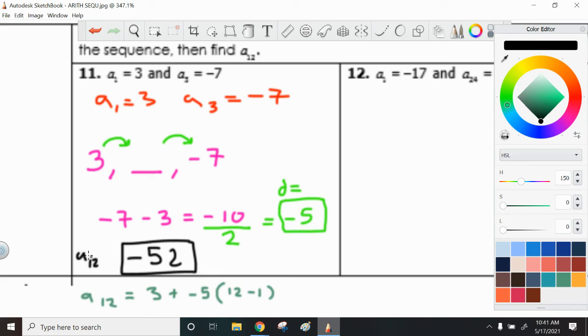And remember, that's A12, or that is term 12. That is the 12th number in the pattern. And again, we could have just done minus 5, minus 5, minus 5, minus 5, minus 5. But the formula is really not that bad to do at all.